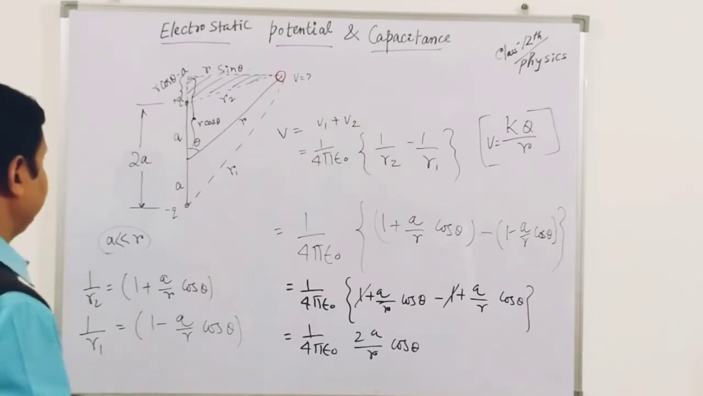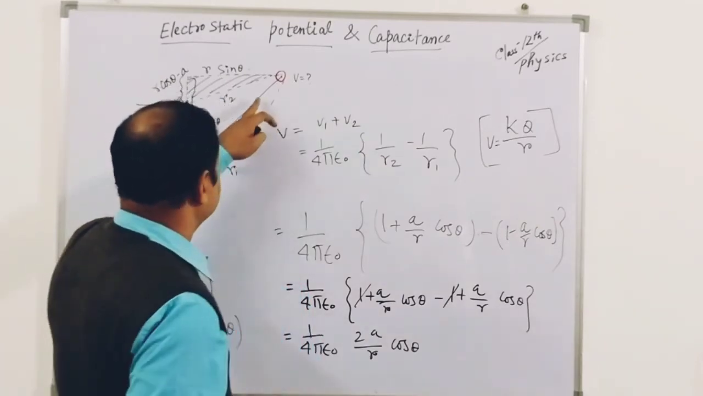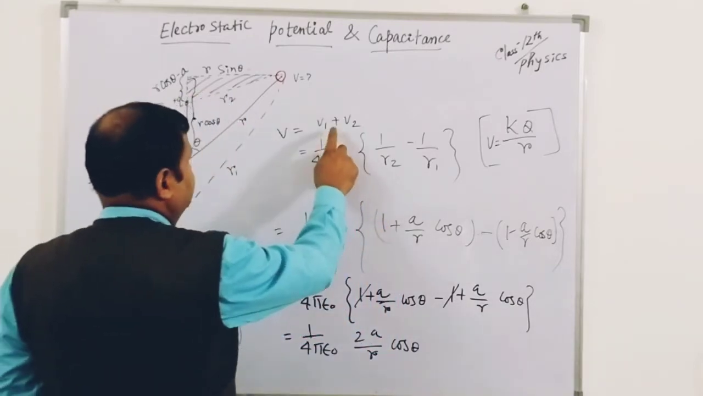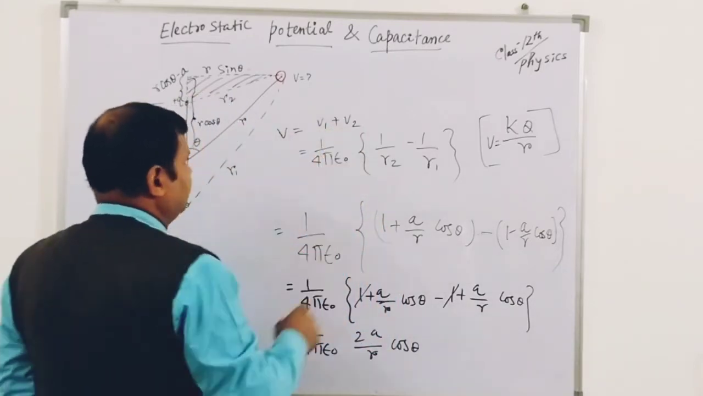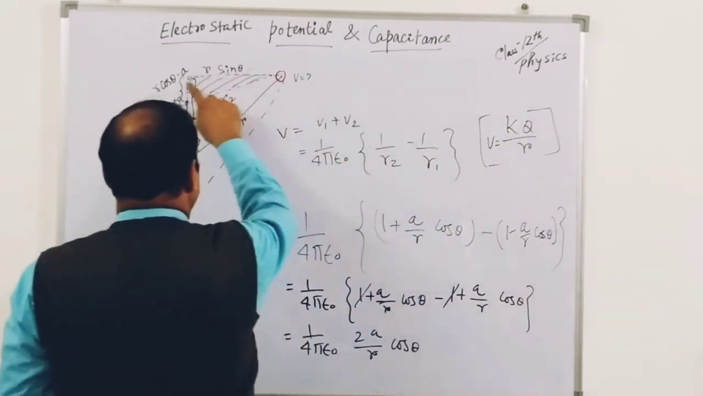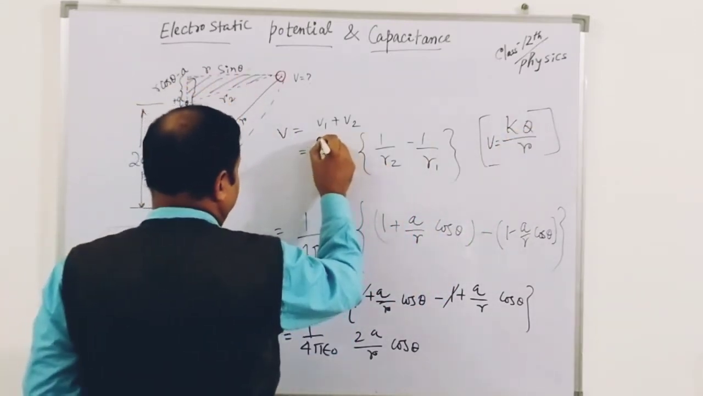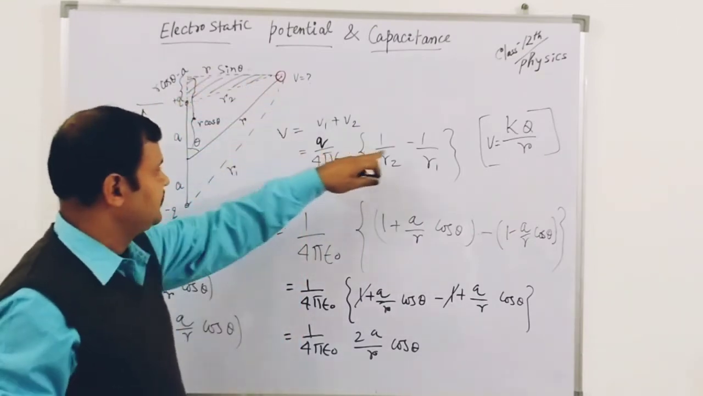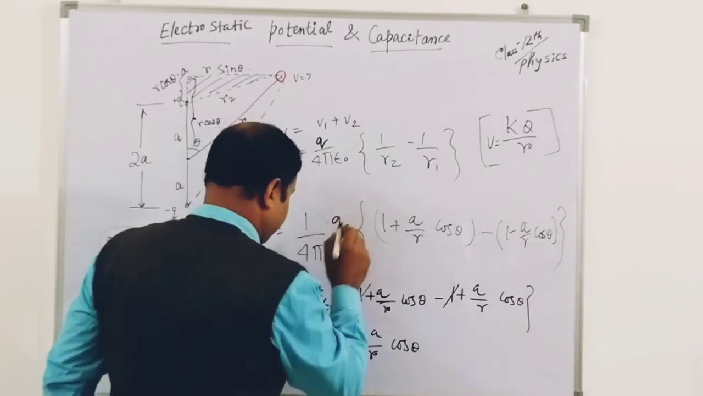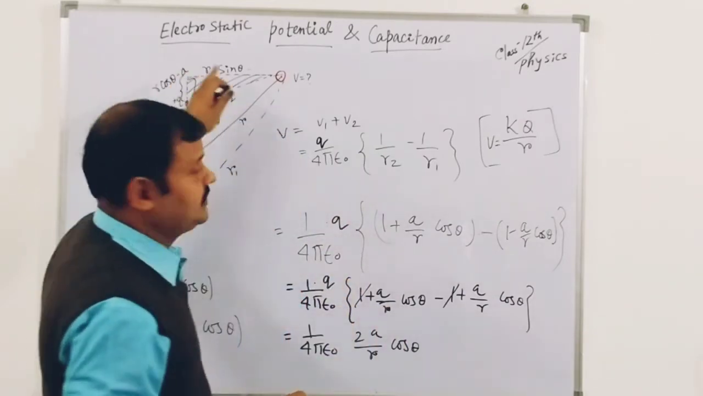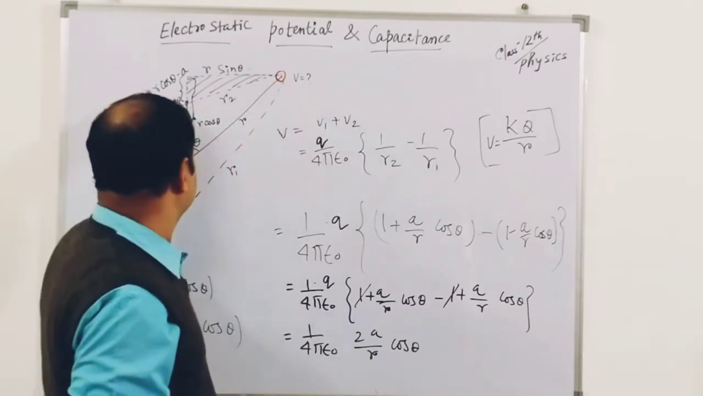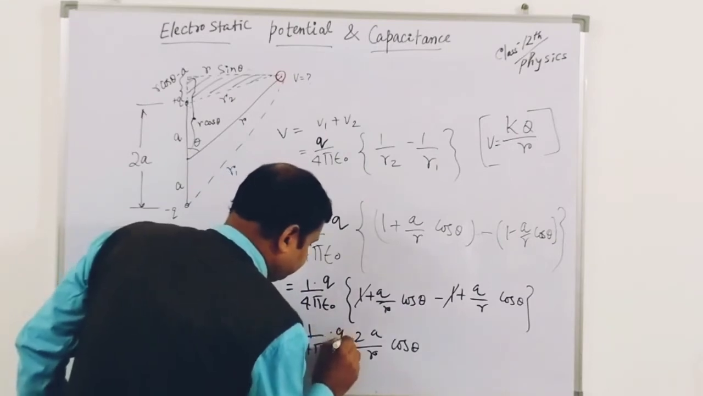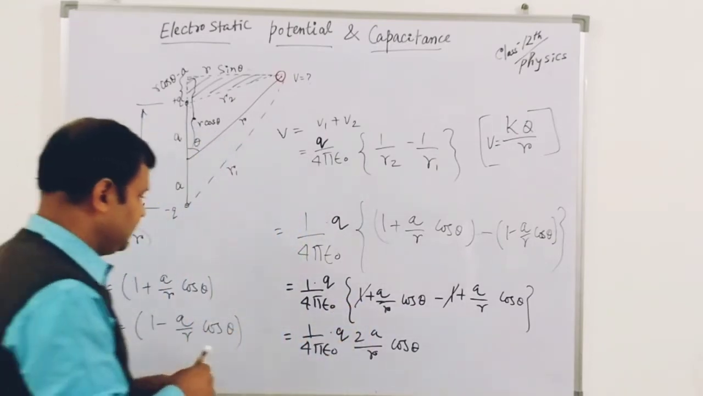Now you see, here one more thing we have missed. The potential here will have a charge Q. We have missed it because V is equal to V1 plus V2, this is kQ by R1, and this is kQ by R2. Sorry, this is the missed term, because Q is already here, as it is creating the field. So Q is here, and Q is here, because Q is generating the electric field and electrical potential. Okay? So here is also Q.